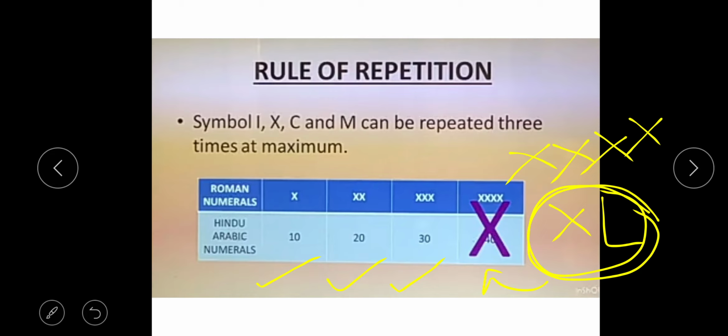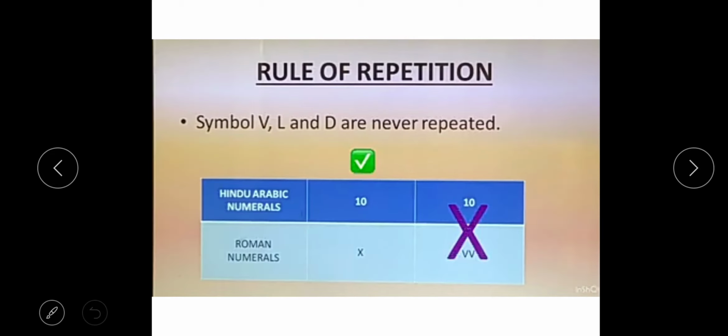Okay. Then next, the symbols V, L and D are never repeated. V means 5, L means 50 and D means 500. They are never repeated. Here is the number 10, which could be written as double V also. But the rule says that V, L and D are never repeated, so we can't write it like this. We can only write X for 10.